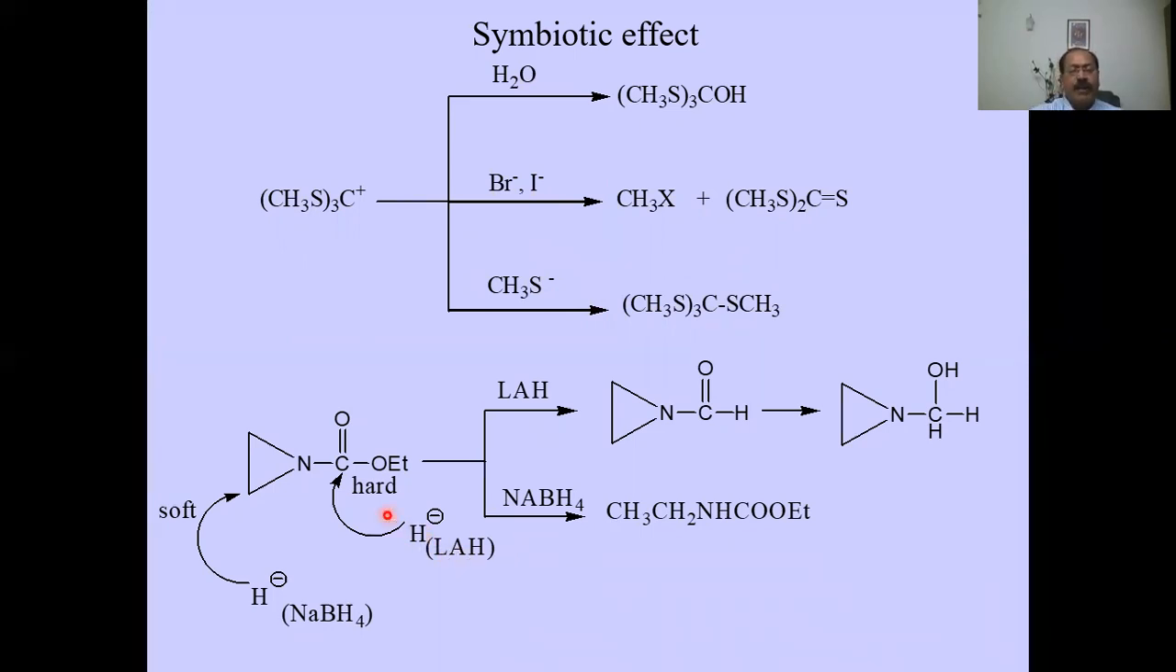And look at this example. Reaction of lithium aluminum hydride and sodium borohydride. When you treat with lithium aluminum hydride, it attacks the ester, we know that, to give an aldehyde, and subsequent reaction gives us alcohol. But when this reaction was done with sodium borohydride, we know that borohydride does not attack the ester group, and therefore it's a softer one and adds on and opens the ring to give this.